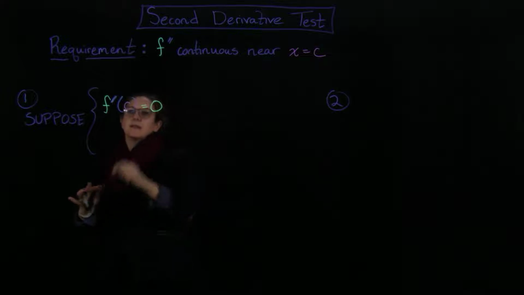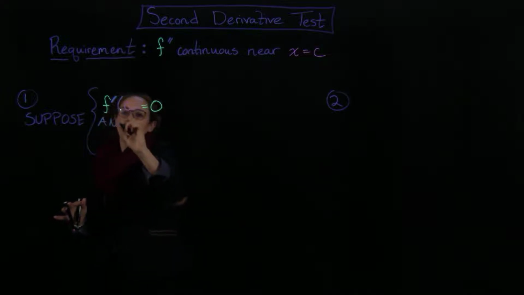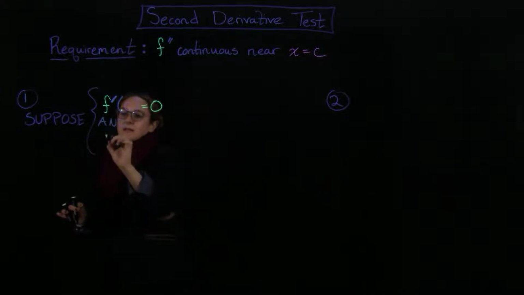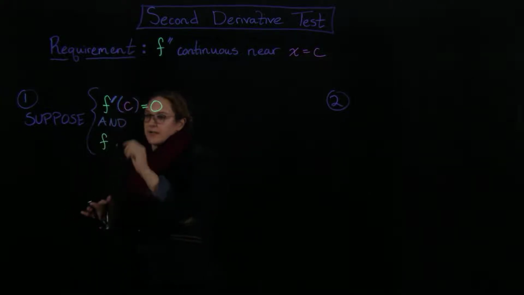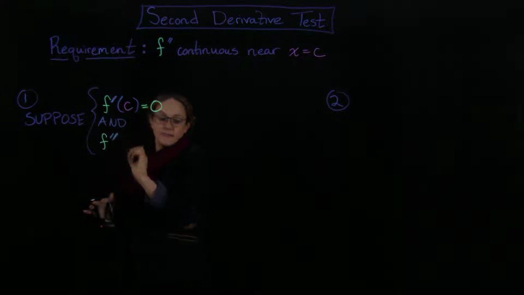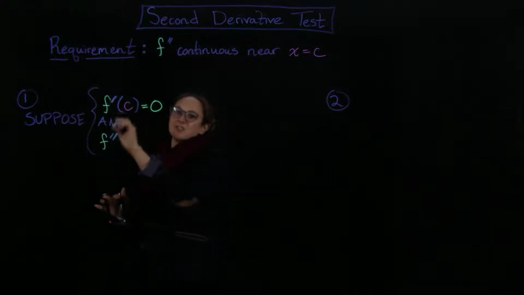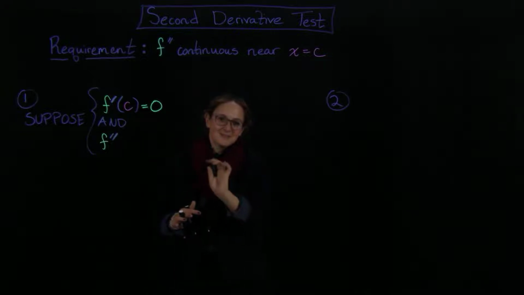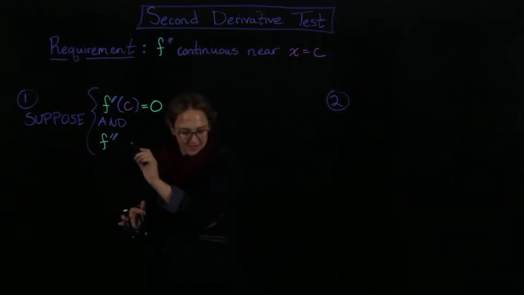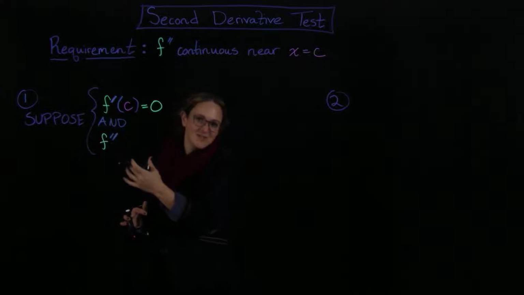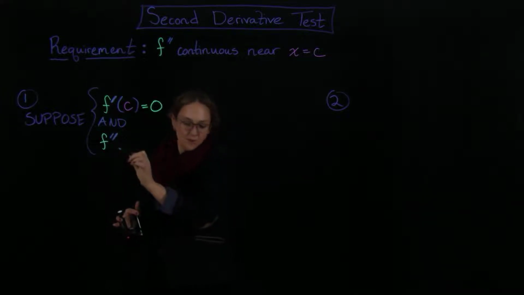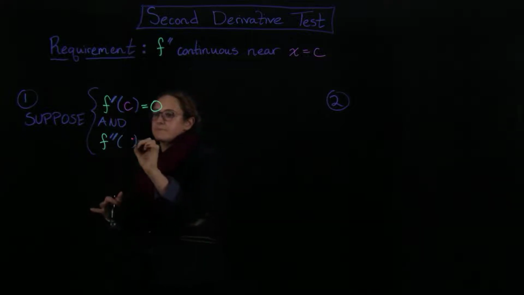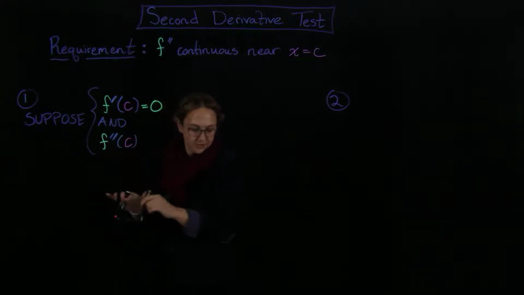And the second thing that we're going to require in order for this to work out is that the second derivative, so now we're taking the derivative one more time. Make sure that you first take the derivative and then you plug in C. If you do it the opposite way, you always get 0, because the derivative of a constant is 0. So when we take the second derivative at C, this is actually greater than 0.